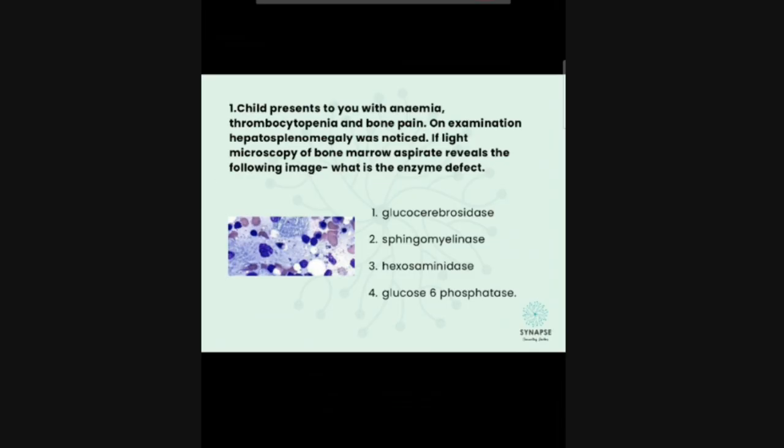So the answer here is glucocerebrosidase, Gaucher's. If you see the next options, sphingomyelinase, we know about that. Sphingomyelinase deficiency is in Niemann-Pick disease. Hexosaminidase, Tay-Sachs disease. We have hexosaminidase A and B. Hexosaminidase A deficiency is in Tay-Sachs, and hexosaminidase B deficiency we get in Sandhoff's disease. Glucose 6-phosphatase, Von Gierke's disease.